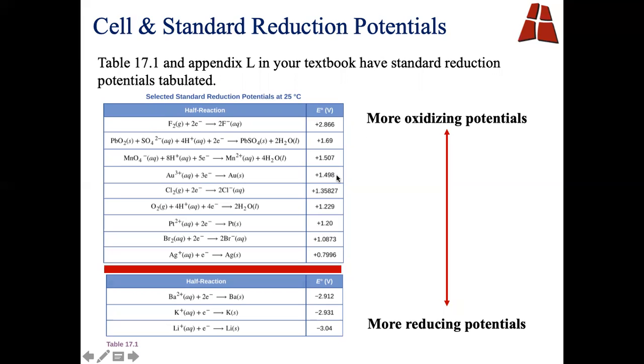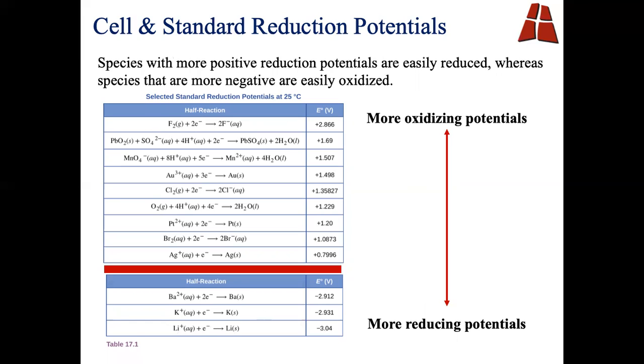And the more positive the potential is, we would say the more oxidizing something is. So for example, fluorine gas turning into fluoride is the most oxidizing reaction in this table. And lithium ions turning into lithium metal, at the bottom, is going to be our most reducing potential. So species with more positive reduction potentials are more easily reduced, meaning that fluorine is very easily reduced, whereas species that are more negative tend to be very easily oxidized, meaning that something like lithium metal is very easily oxidized.